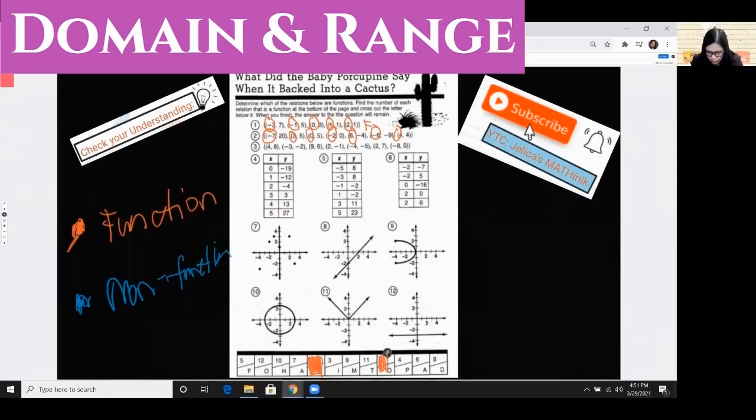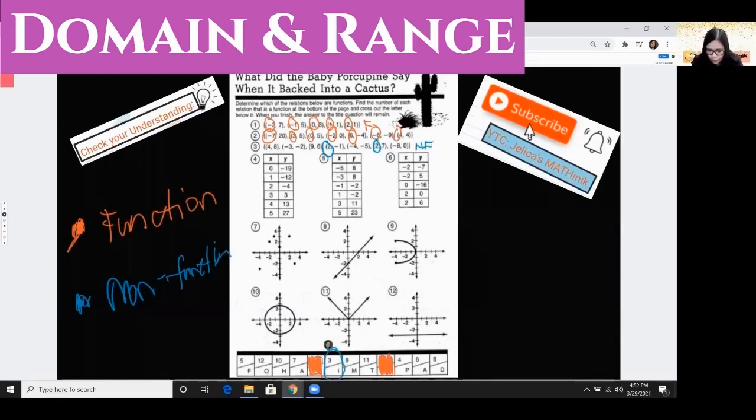Next, let us have number three. For number three, did you see any repeated number in the domain? Yeah, I think so. We have +2, +2 in here. So the domain value, which is +2, repeats twice. So therefore, this one is a non-function. So we will write the letter in number 3. We'll just encircle this one.